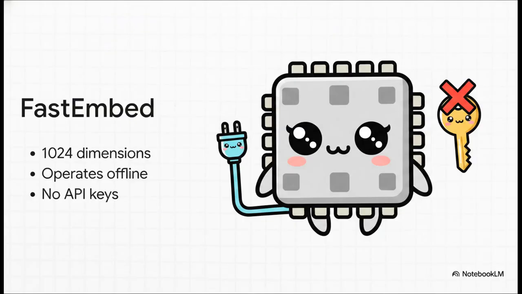It's an awesome open-source library developed by Qdrant. The specific model we're focusing on is the BGE Large English version 1.5, which comes from the Beijing Academy of Artificial Intelligence. It spits out 1024-dimensional vectors, takes up just about 1.3 gigabytes of disk space, and here's the absolute kicker. It operates entirely offline. You don't need any API keys, and it's heavily optimized to run incredibly efficiently right there on your local CPU.